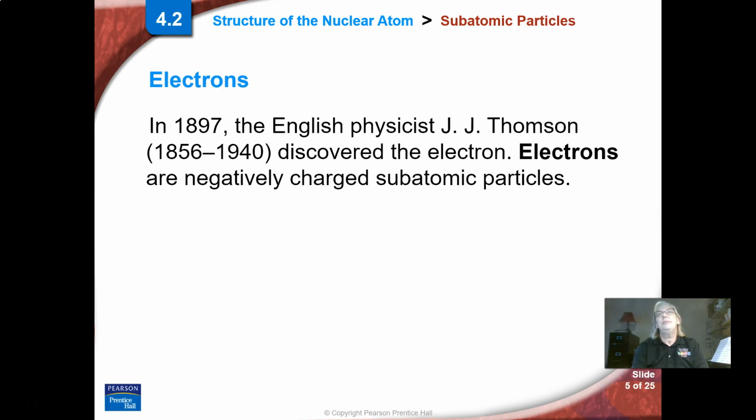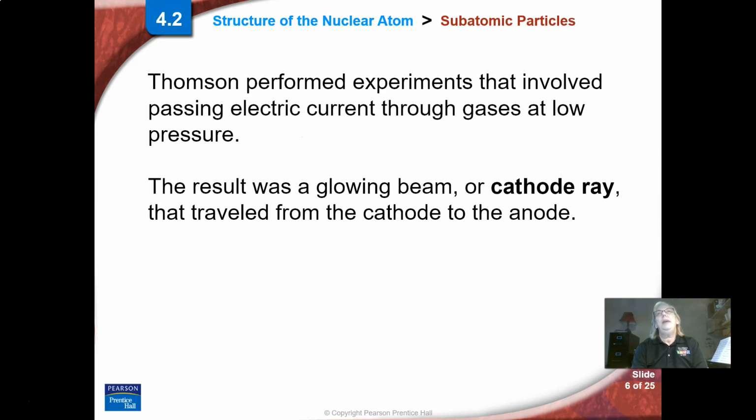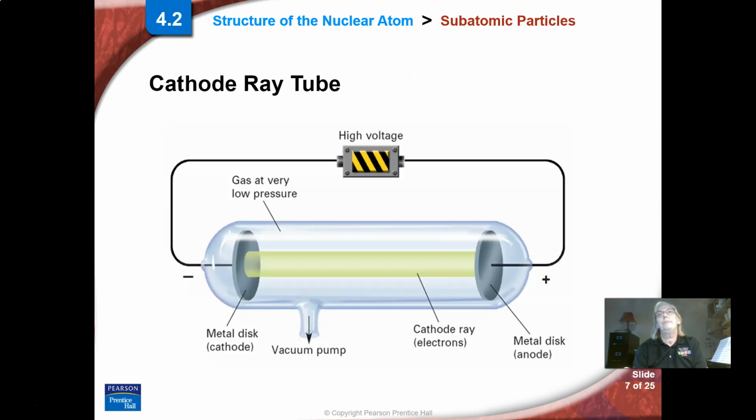So J.J. Thomson did the experiment on figuring out the electron, and electrons are negatively charged. He found that out by experimentation. He passed electric current through gases at low pressure, and the result was this beam. They decided to call it cathode ray, and later on we could use it in TVs and computers, but he didn't know what that ray was when he did this experiment. He had to figure out what it was.